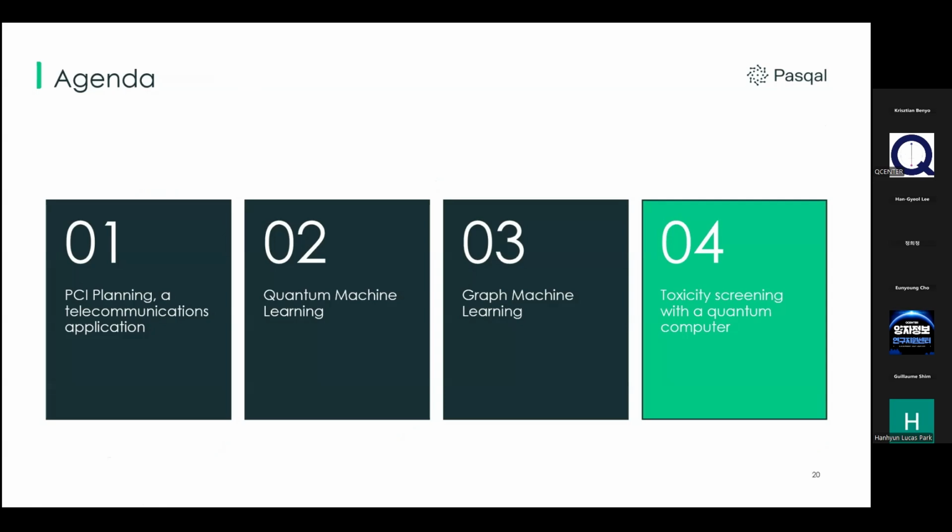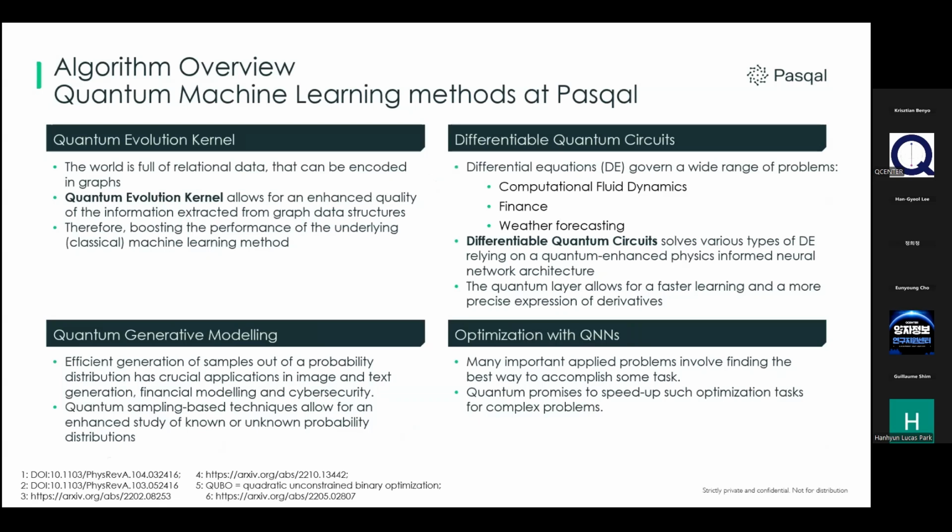With that said, I wanted to illustrate this method, this graph kernel method, the quantum evolution kernel, with a specific example that's coming from the pharmaceutical industry. In order to get there, I first want to give a quick highlight on the different quantum machine learning methods that are being developed for neutral atom type systems.